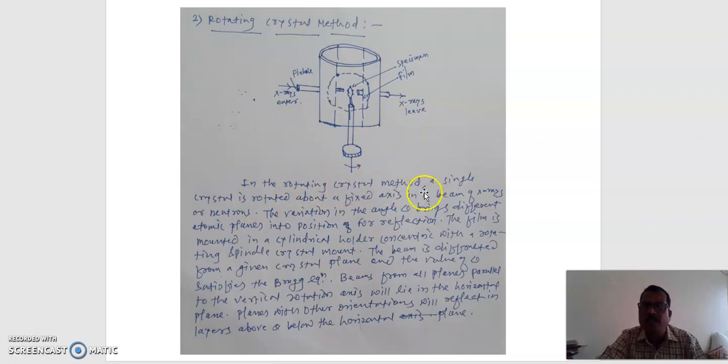In the rotating crystal method, a single crystal is rotated about a fixed axis.